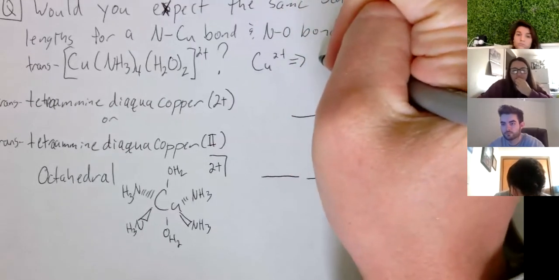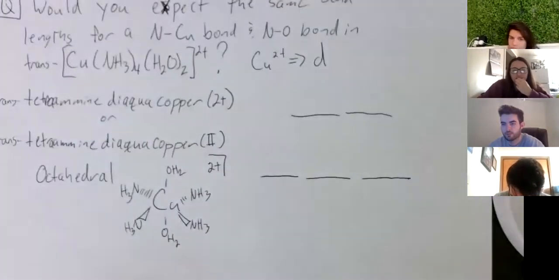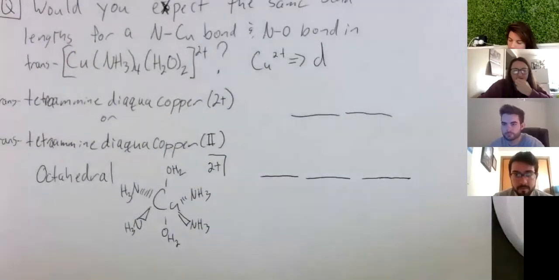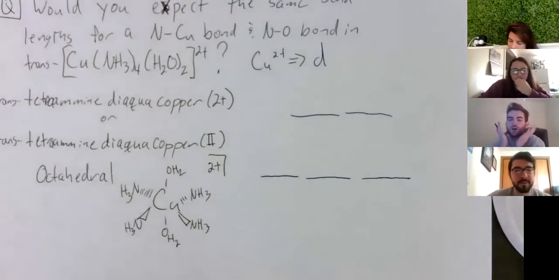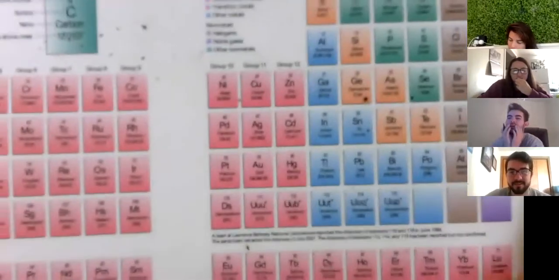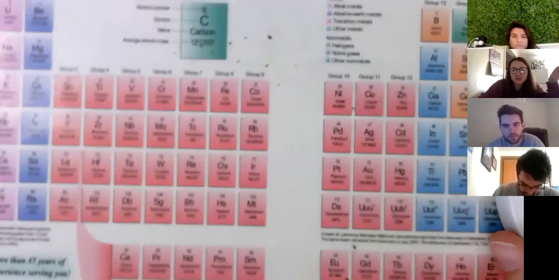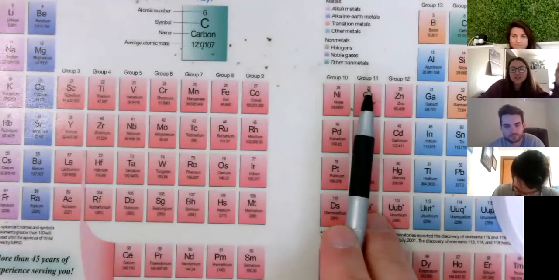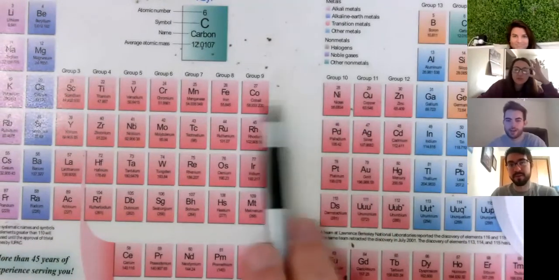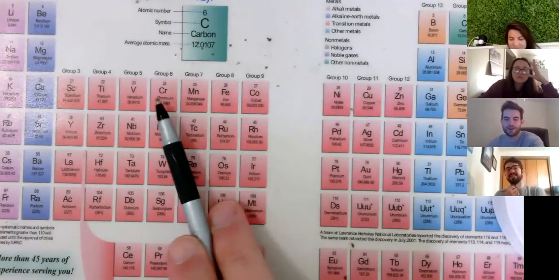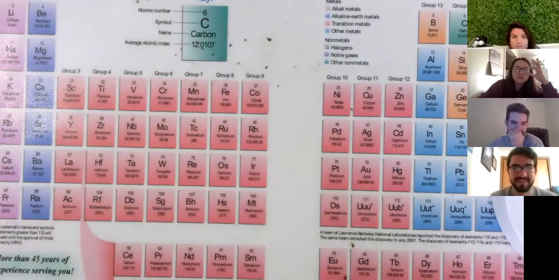What type of metal is that? It'd be D9. D8. No, I think it's D9. Here's a periodic table. It's a D7. No, D9. Yeah, D7, but it's +2, so D9. I was looking at Co for some reason.